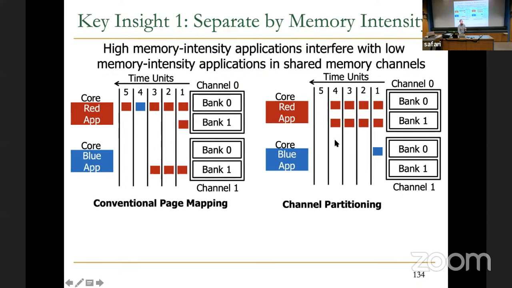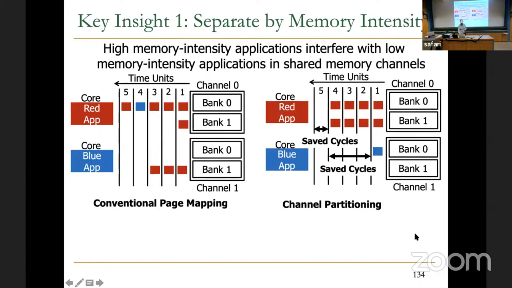Now, of course, this also shows the downsides kind of. So you basically save cycles in both applications here. So this is the reason to separate by memory intensity. A memory non-intensive application gets delayed significantly because of a memory intensive application. You can immediately see potential downsides, right? If you actually restrict the red application to this channel, what if it needs more memory?